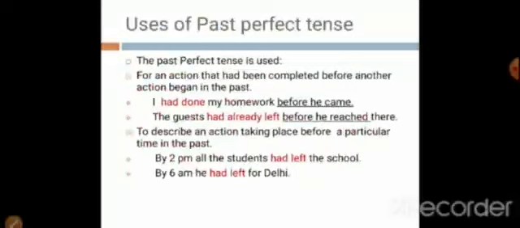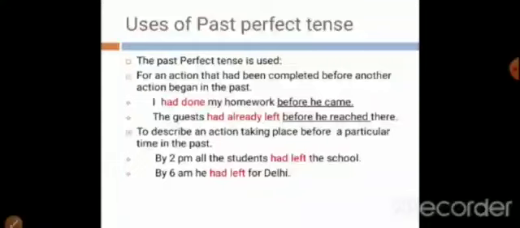Next then, past perfect tense. When is this used? Past perfect tense is used for an action that had been completed before another action began in the past. So we are talking about an action that completed before another action began.